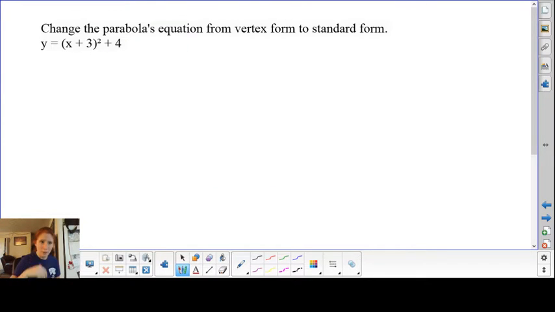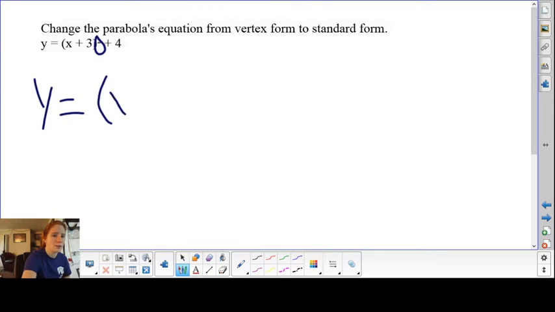Okay, so we're going to go ahead and change this from vertex form to standard form. So I'm going to go ahead and actually square this out. By having a quantity squared, it means that there's 2 of them being multiplied together.